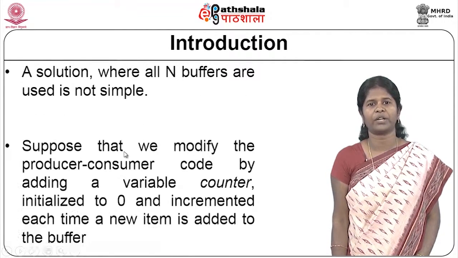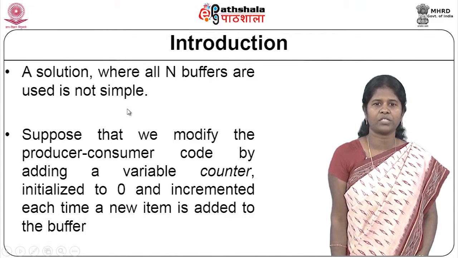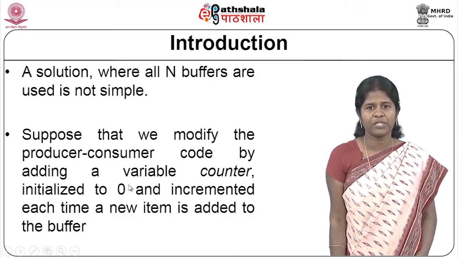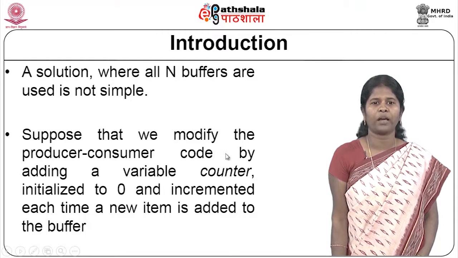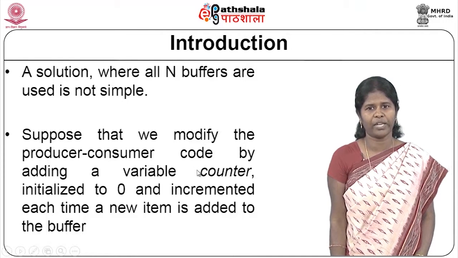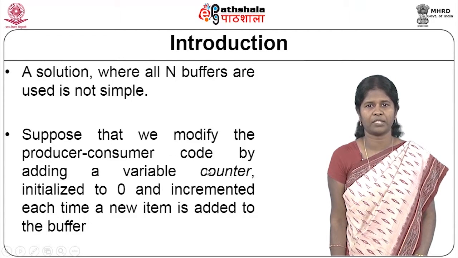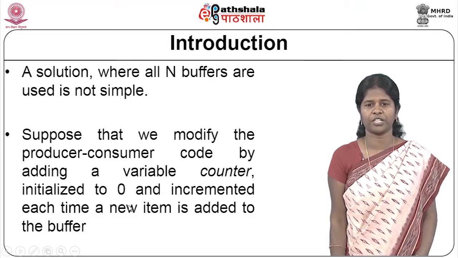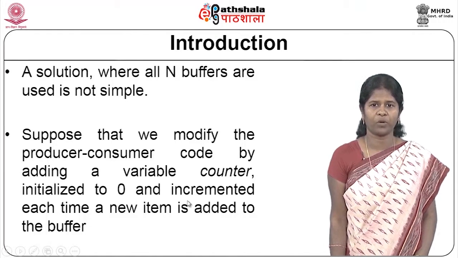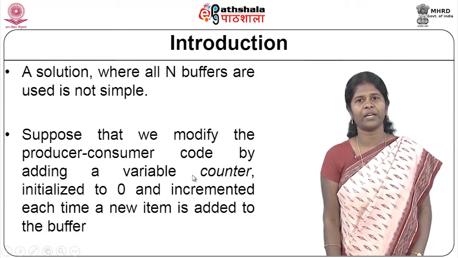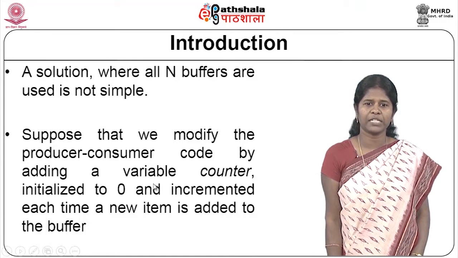So, what is done? We try to give a solution where all n buffers are used, but that is not a simple solution. That is provided by a variable called a counter. We introduce a variable called counter which is shared between the producer and the consumer, and the counter variable is initialized to 0. Each time the producer places an item, the counter variable is incremented, and each time the consumer consumes an item from the buffer, the counter variable is decremented.